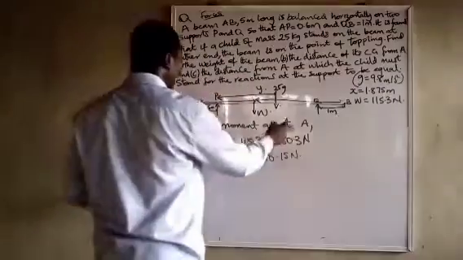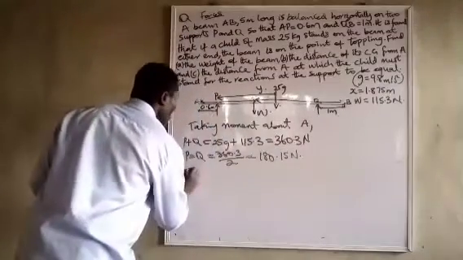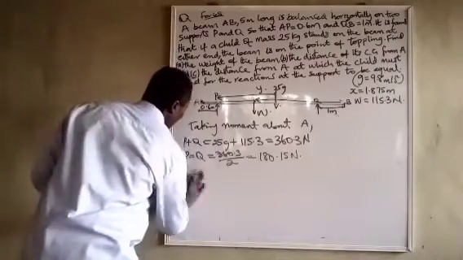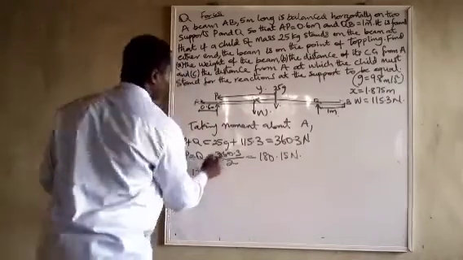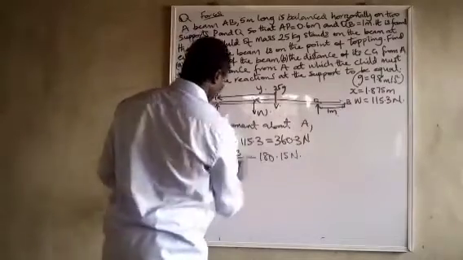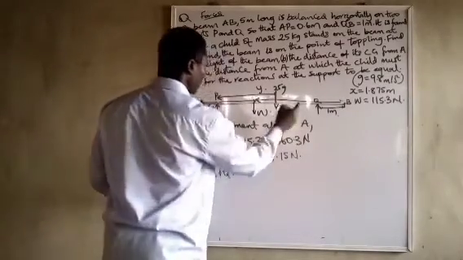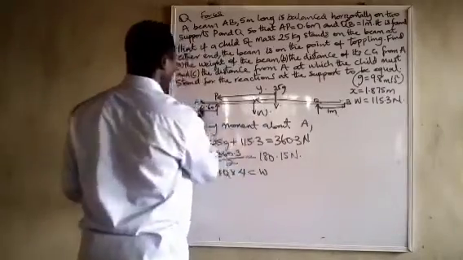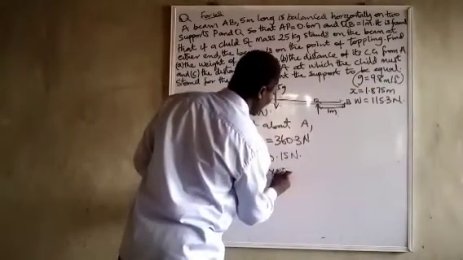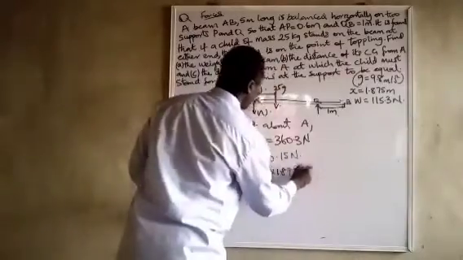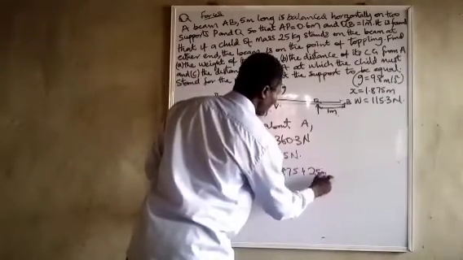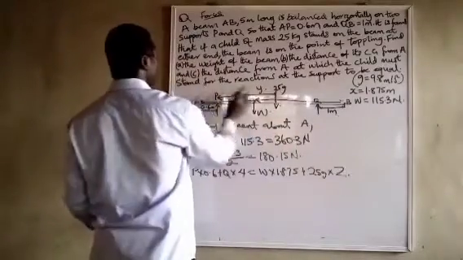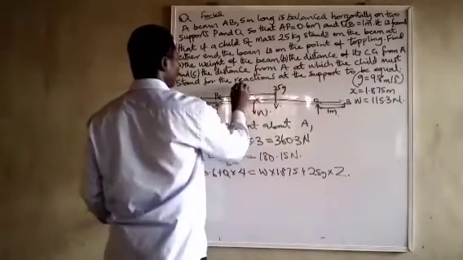So, taking moment about A now, we are going to have 180, that is clockwise. P times 0.6 plus Q times 4 will be equal to W times 1.875 plus 25G times Z. Let me call Z the distance of this 25 from A.